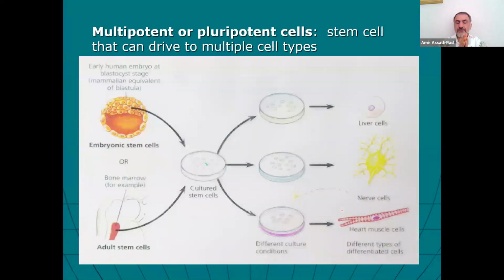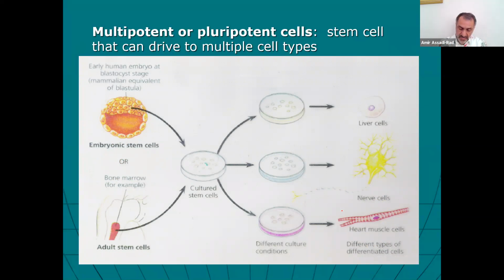Well, let me talk about multipotent or pluripotent stem cells. The multipotent or pluripotent stem cells are cells, just like the ones in your bone marrow, that can become a variety of cells. They can become red blood cells, white blood cells, okay? So they are multipotent or pluripotent cells.